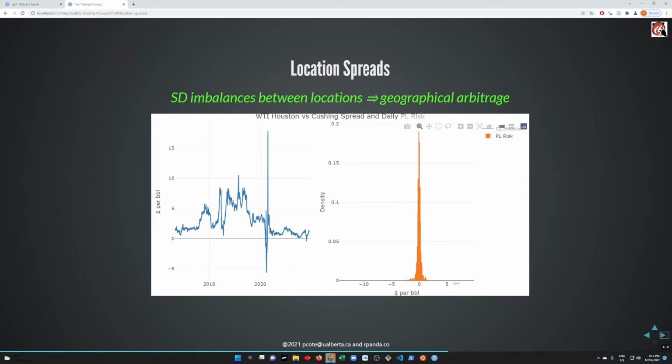Location spreads, or geographical arbitrage, would represent supply-demand imbalances between locations: same commodity, same grade, different delivery location. In this case, what we have shown is the spread prices between WTI crude at Cushing, Oklahoma, which is where the futures contracts are delivered, versus the same commodity, WTI crude, in Houston. As we see, the price is higher in Houston than in Cushing, primarily because of the consumption center and transportation cost. In this case, the risk level we see is more or less within the range of plus or minus $3.